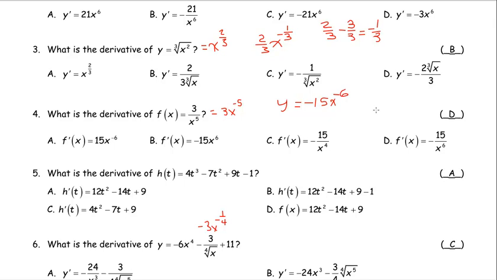And always try to write again with positive powers instead of negative. So we'll bring that x to the 6 down underneath the negative 15. Or y, it actually should be y prime here, I guess. So we'd have negative 15 over x to the 6, which is answer D here.